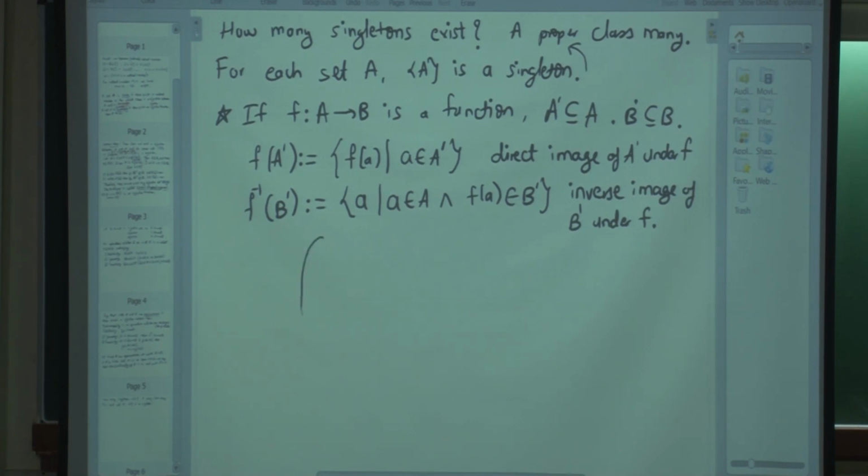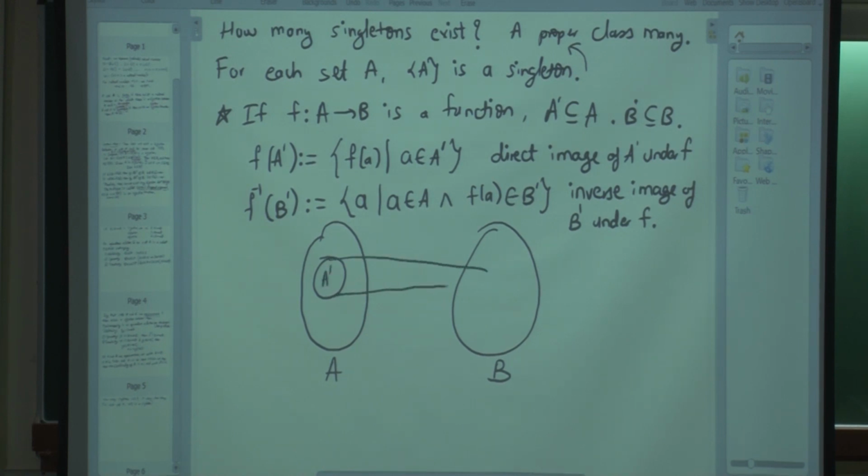Pictorially, what is happening? We have two different sets, A and B. We are choosing some A prime and then we are looking at its image. Maybe the function is not surjective, so this is f of A prime, and maybe we'll have some B prime over here and we are looking at its inverse image. This particular thing maps to this particular thing. This is f inverse of B prime.